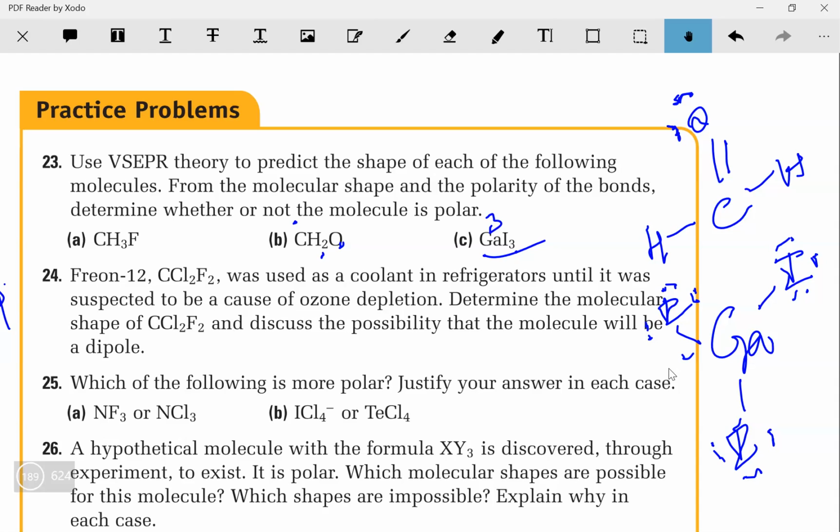I think this is going to be our structure, although I do have to double check that. But this would be a nonpolar trigonal planar structure, AX3. And whether or not there's a double bond is not really going to change that answer. It's a trigonal planar AX3 nonpolar.